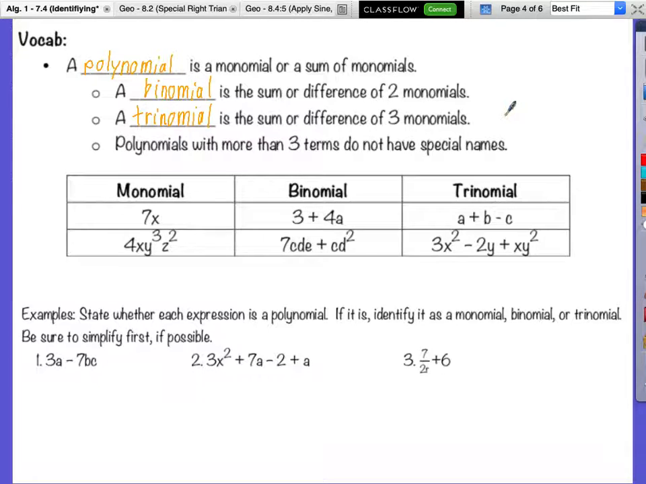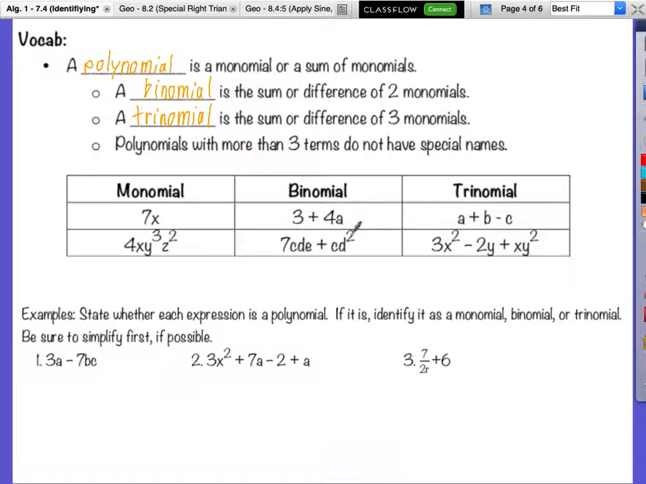Okay, so here we have some examples of monomials, binomials, and trinomials. They're all considered to be polynomials, but these are just more specific kinds. A monomial is one term, so notice there's no plus or minus signs. It's just one product. A binomial: is 3 a monomial? 3 itself is a monomial. Is 4a a monomial? Yeah, but we're adding them together, so it's 2 monomials. So we call it a binomial, because there's 2 of them.